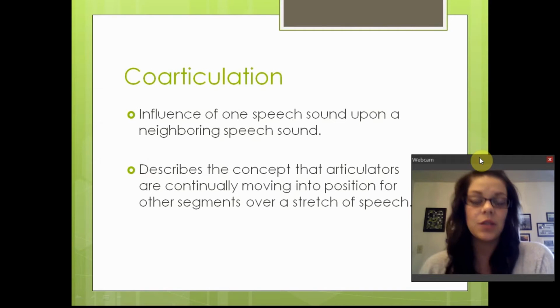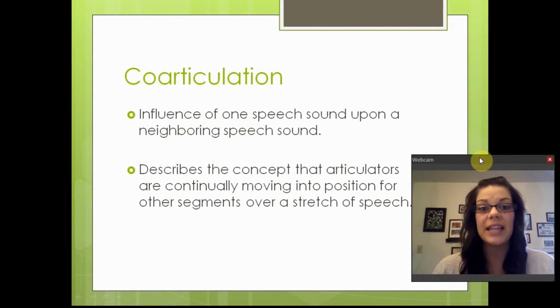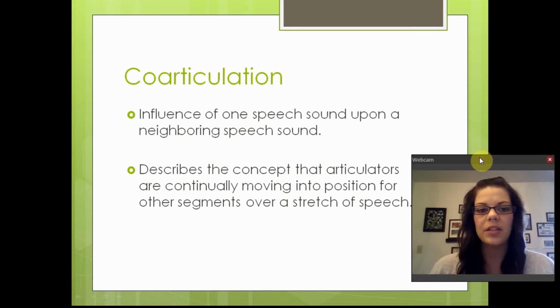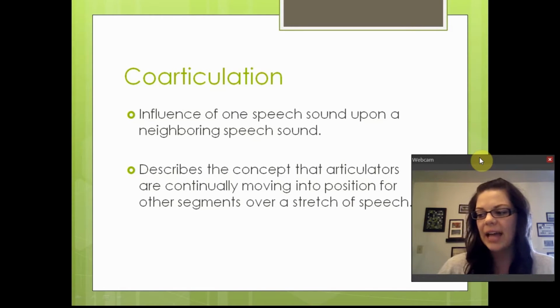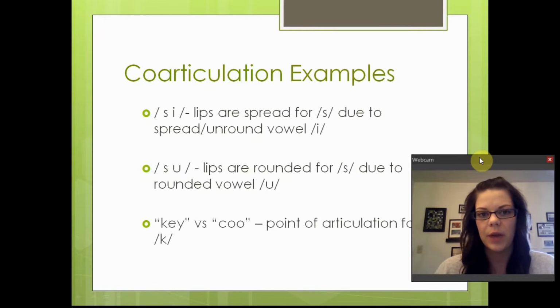And that leads us to our first topic, which is co-articulation. Co-articulation is the influence of one speech sound upon its neighboring speech sound. It describes the concept that articulators are continually moving into position for other segments over the stretch of speech. So it's not substituting sounds, it's kind of altering those sounds. So you're still using the same phoneme, but that phoneme is altered because of the sounds that surround it.